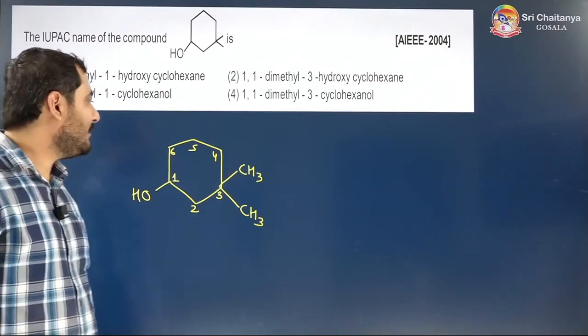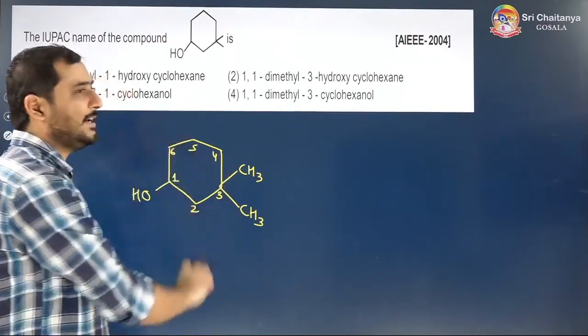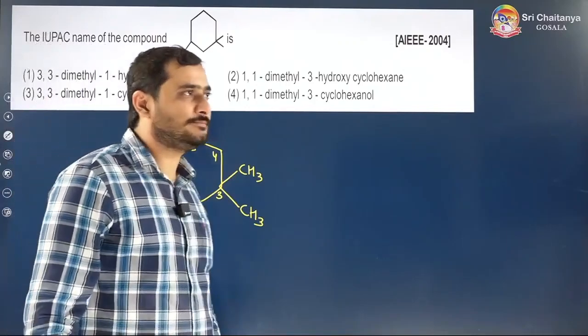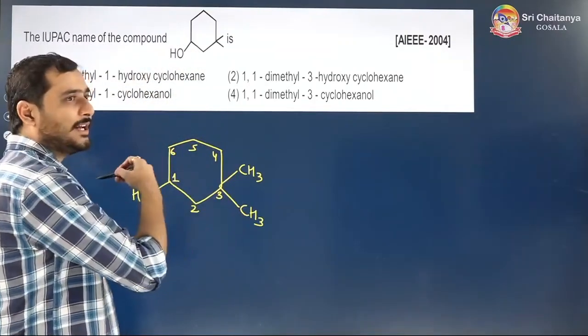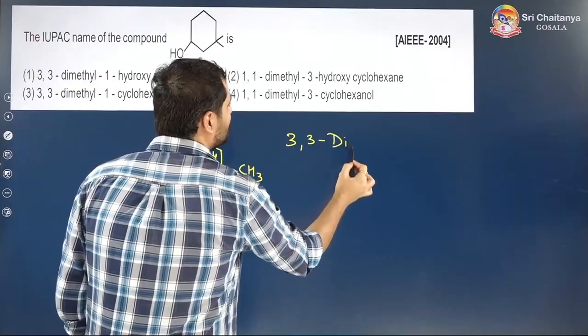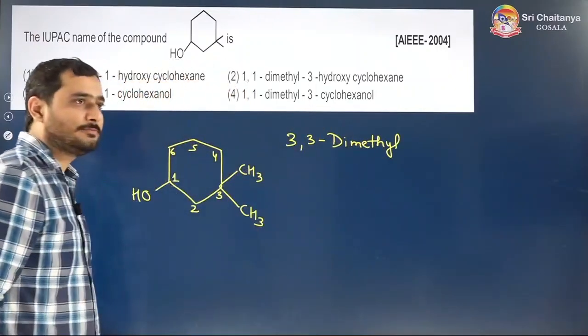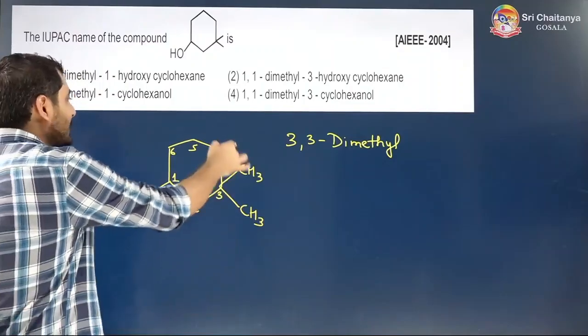Clear? Now first we have to write the name of the substituent. 2 methyl groups are present. At which position are the methyls present? At the 3rd position. How many methyl are present? 2. So what do we write? 3, 3 dimethyl. Clear? After that, this is a cyclic compound.